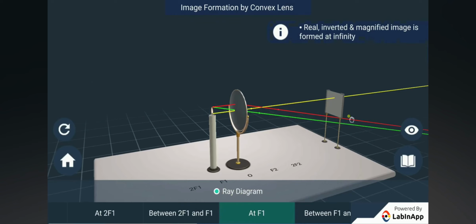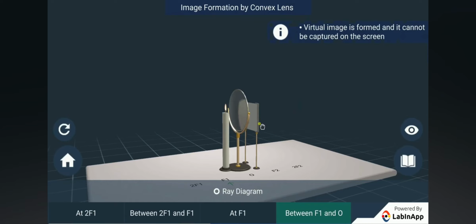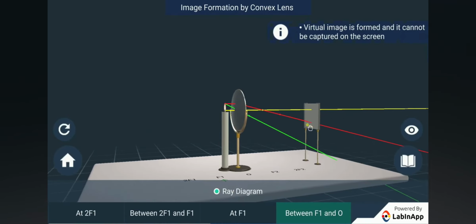With the candle placed between F1 and O, adjust the position of the screen. Here, we can't capture the image on the screen. From the ray diagram, we can see that the image can't be formed behind the lens. Thus, it is a virtual image.